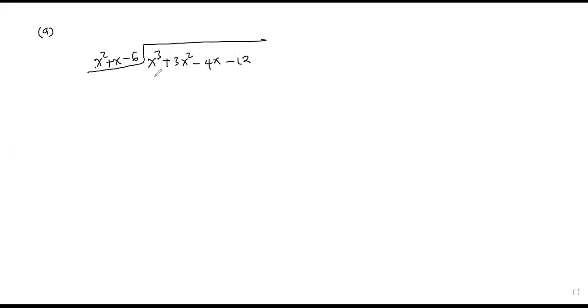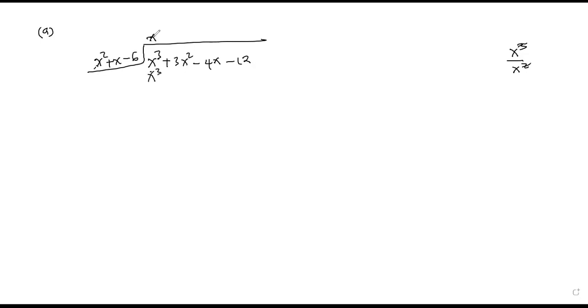For example, x cubed can be divided by x squared. That one you can really see it. X cubed divided by x squared, we shall remain with x. So we shall have x here. Then x times x squared will be x cubed.